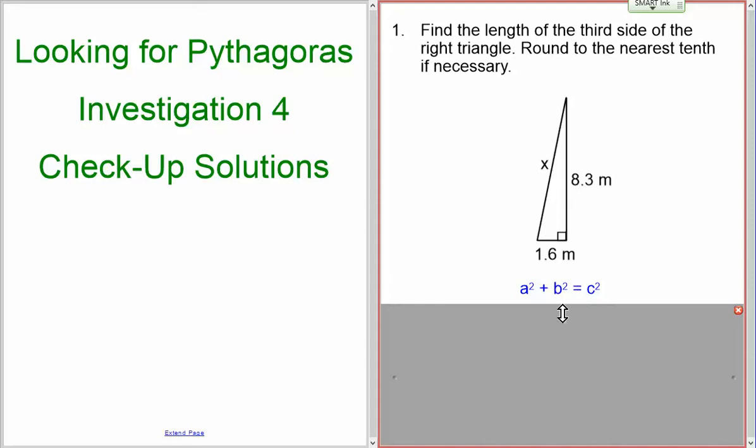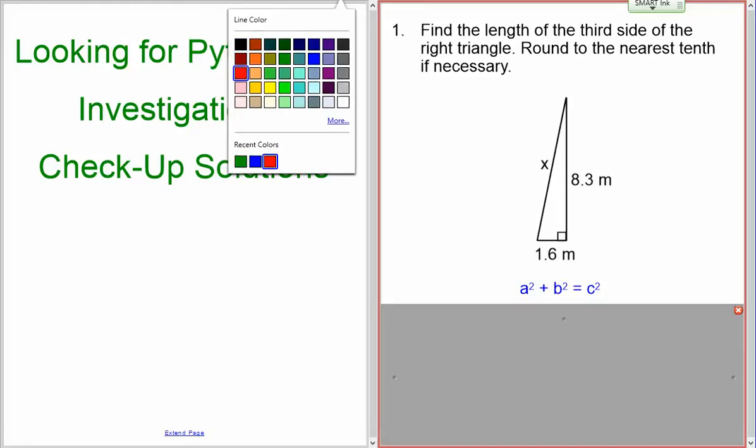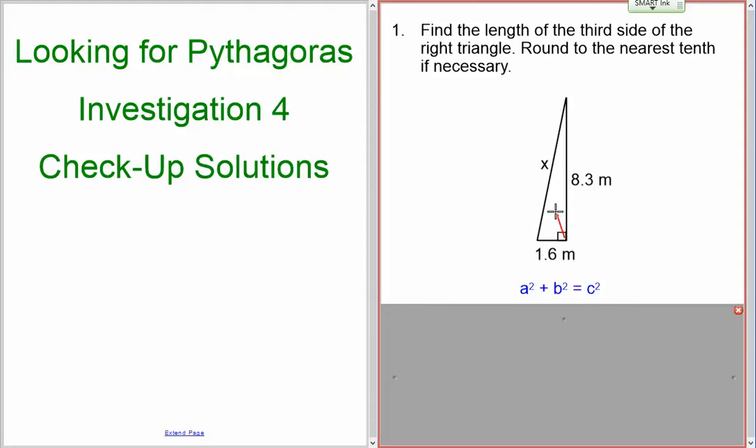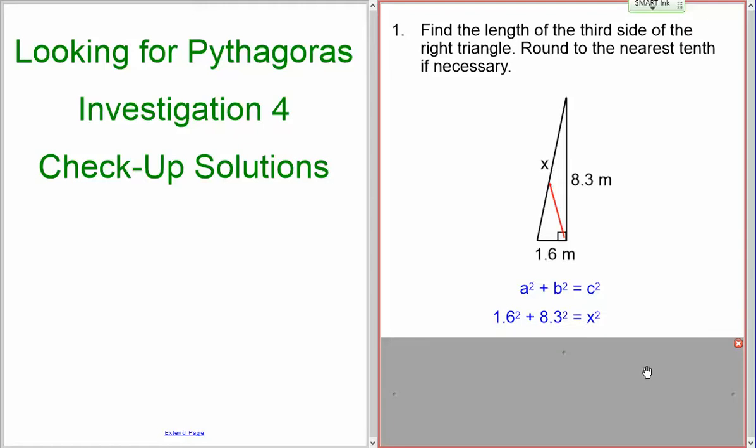Remember that in the Pythagorean theorem, A and B represent the legs and C is the hypotenuse. That's the side across from the right angle. So here's the right angle. That's the side across. That makes X the hypotenuse in this case. So here's how we're going to plug things in: 1.6 squared plus 8.3 squared equals X squared.